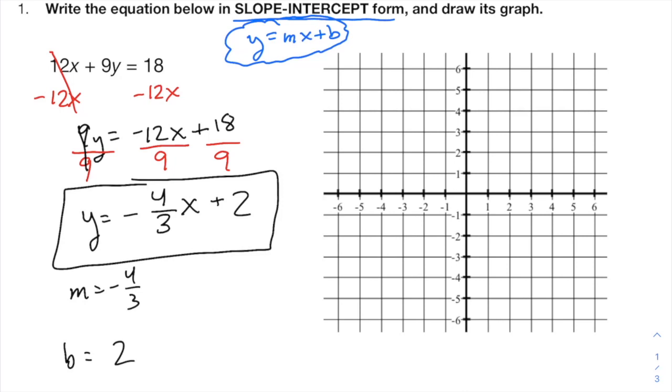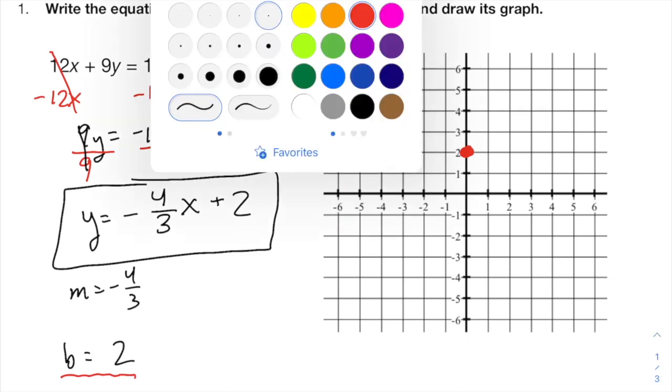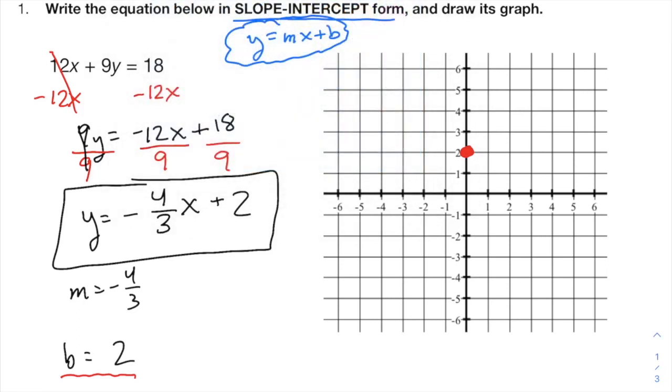So remember, our y-intercept is what we're going to start with. We're going to graph 2 on the y-axis. So we go to 2 on the y-axis and we put a point. That's the y-intercept. And now I'm going to use the slope to move to a new point. Remember, my teacher would say the b is for where you begin, the y-intercept, and m is for how you move. So a slope of negative 4/3.